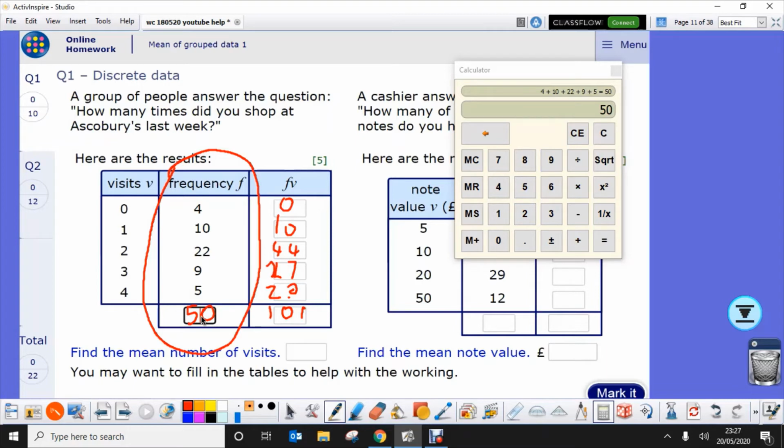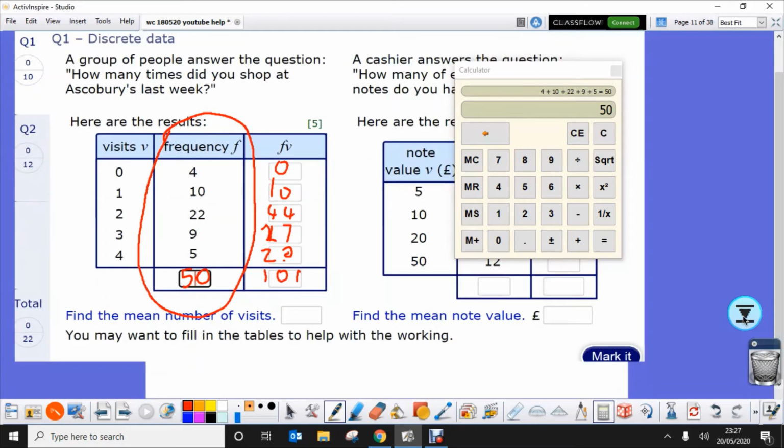And then the final step, find the mean number of visits. You may want to fill in the table to help your workings. The mean number of visits, to find that out, 101 divided by 50 equals 2.02.